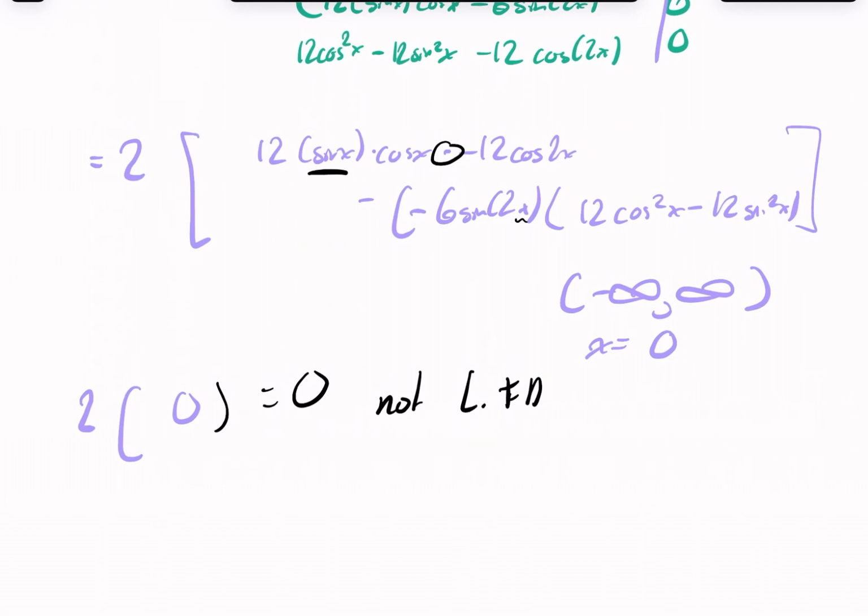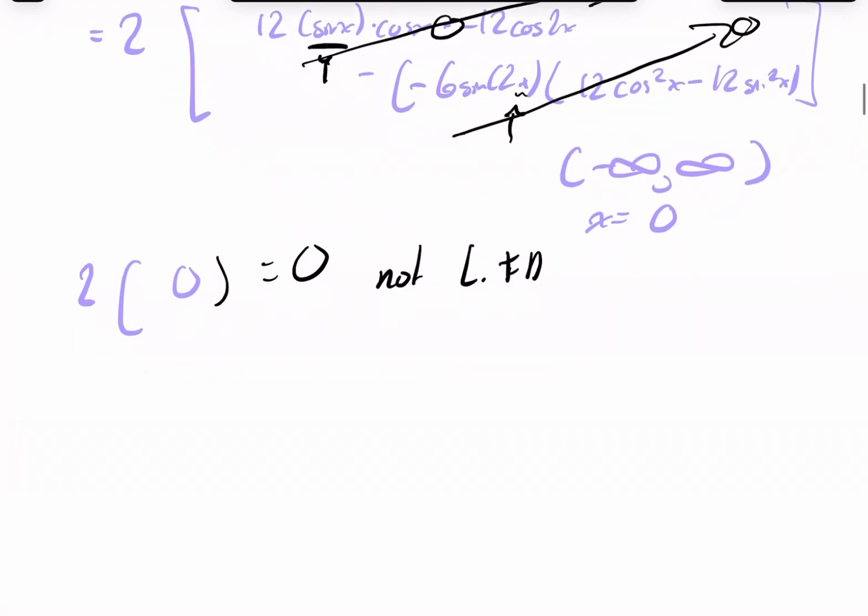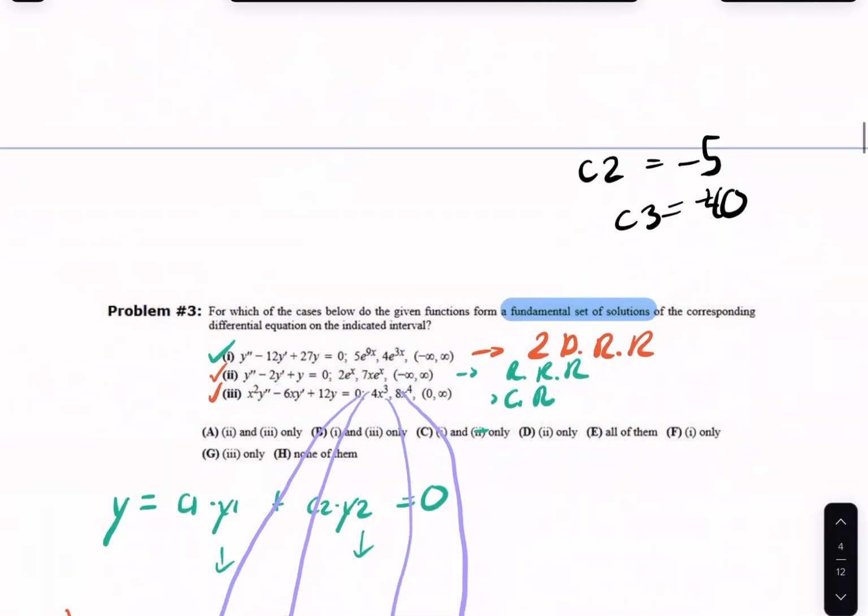But look what happens when I do that. I put it in here. This is multiplied, by the way. I put in the 0 there, I'm going to get 0 out of that. This whole first term goes away. I put in the 0 there, sine of 0 equals 0. This whole first term's away. You have 2 times 0 equals 0. It's not linearly independent. It's that simple.